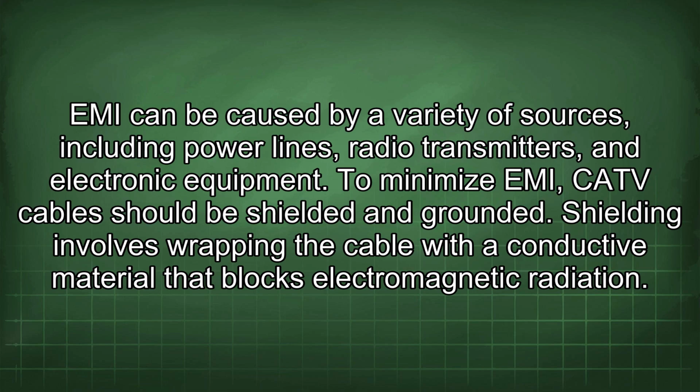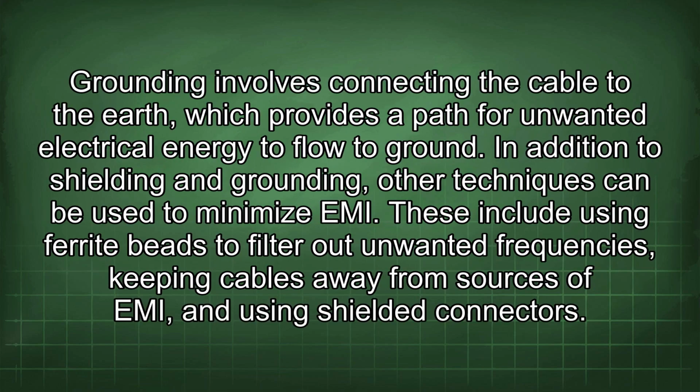To minimize EMI, CATV cables should be shielded and grounded. Shielding involves wrapping the cable with a conductive material that blocks electromagnetic radiation. Grounding involves connecting the cable to the earth, which provides a path for unwanted electrical energy to flow to ground.